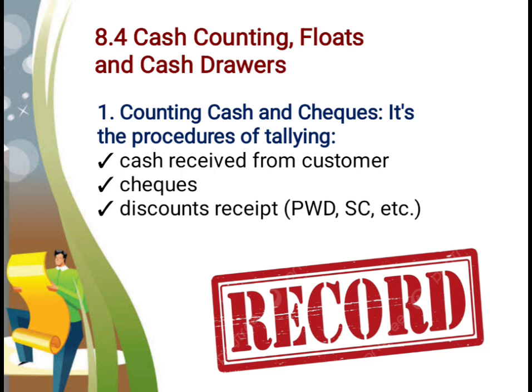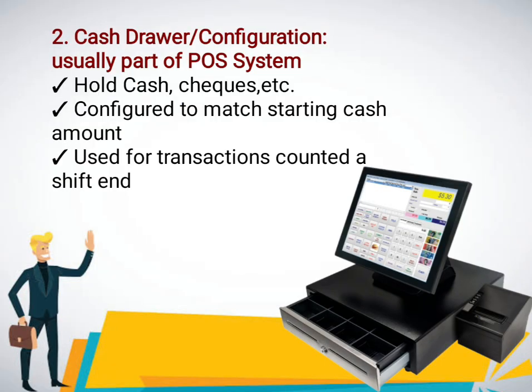And also we have the next topic, cash counting, floats, and cash draws. So counting cash and checks is the procedure of tallying the cash received from customers, the checks, and the discounts received like PWD, senior citizen, etc. And for the second one, we have the cash drawer configuration, usually part of the POS system. It holds cash, checks, etc. It is configured to match the starting cash amount, used for transactions, and counted at shift end.